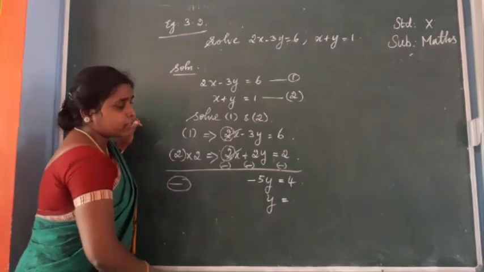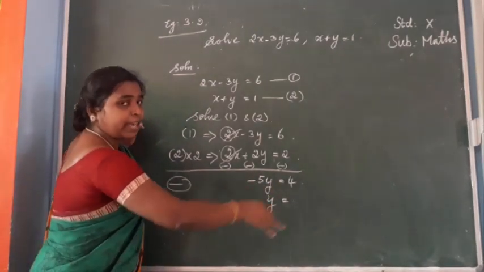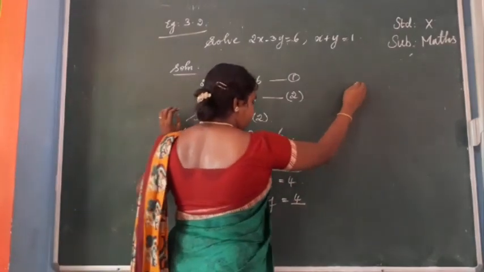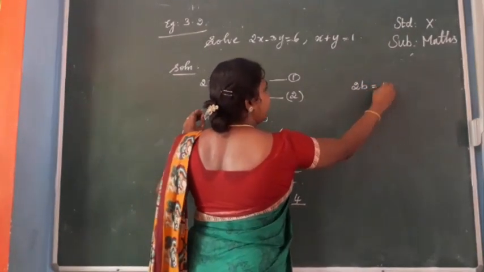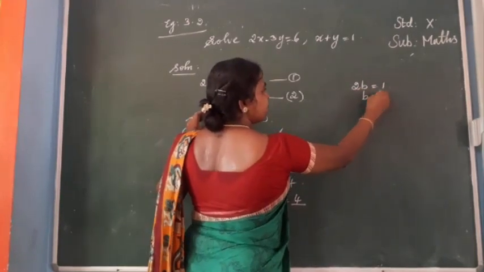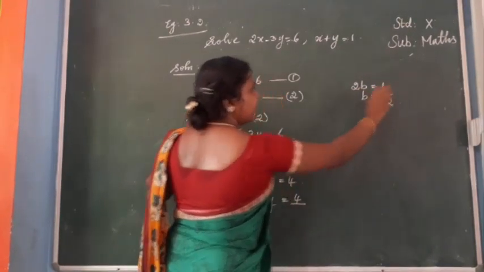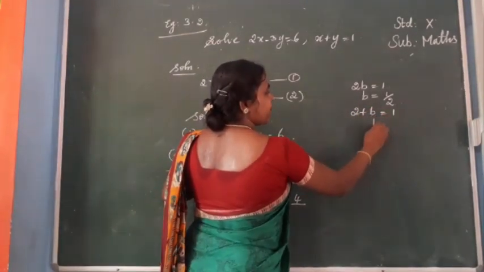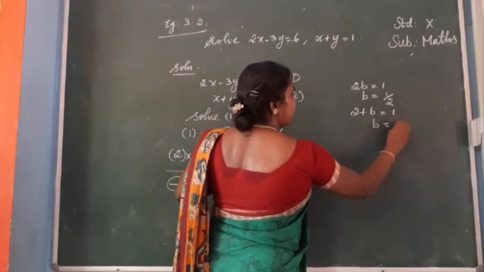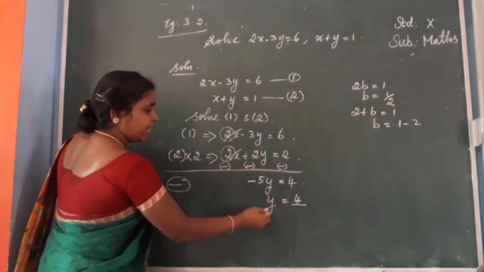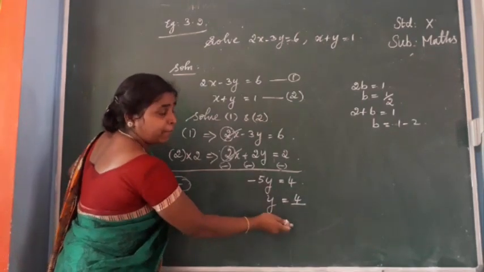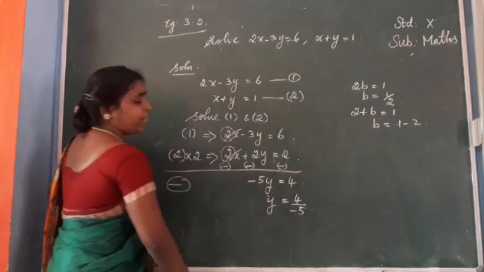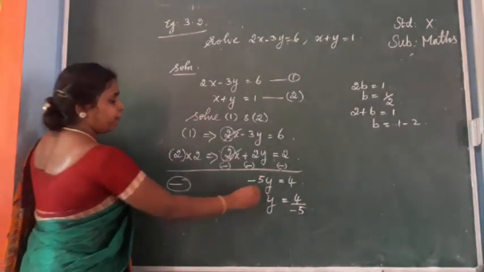We need y, so you take the minus to the right hand side. I already told you in the last problem: if it is in the form 2b equal to 1, you keep b on the left hand side, you take 2 to the right hand side and it will come in the denominator. If it is in the form 2 plus b equal to 1, taking 2 across makes it 1 minus 2. So don't forget. So minus 5 will come in the denominator. At the same time the symbol has no change. So minus 5. So the y value is minus 4 by 5.